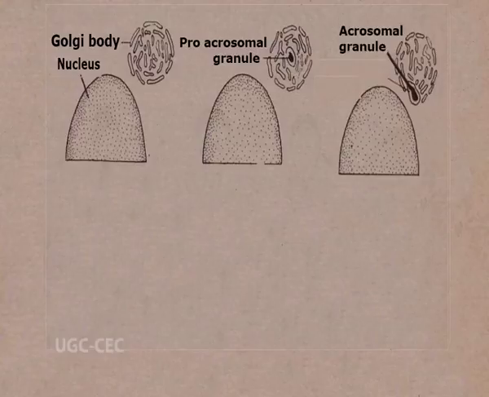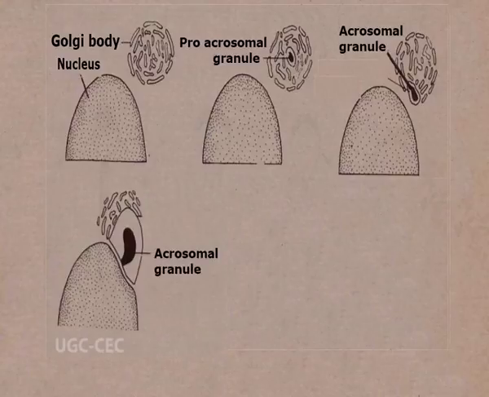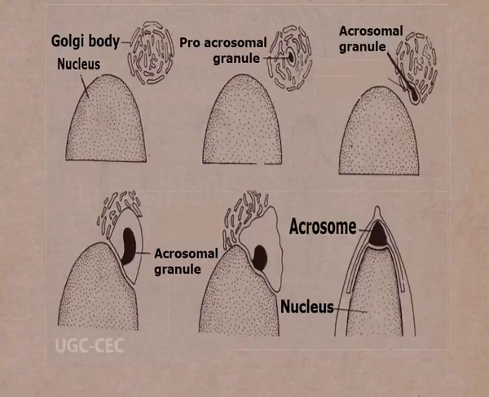The proacrosomal granule develops into the acrosomal granule. The acrosomal granule forms the core of the acrosome. In the next stage, the cap of the spermatozoon develops. The remaining part of the Golgi body is gradually reduced and ultimately discarded from the spermatid as Golgi rest.